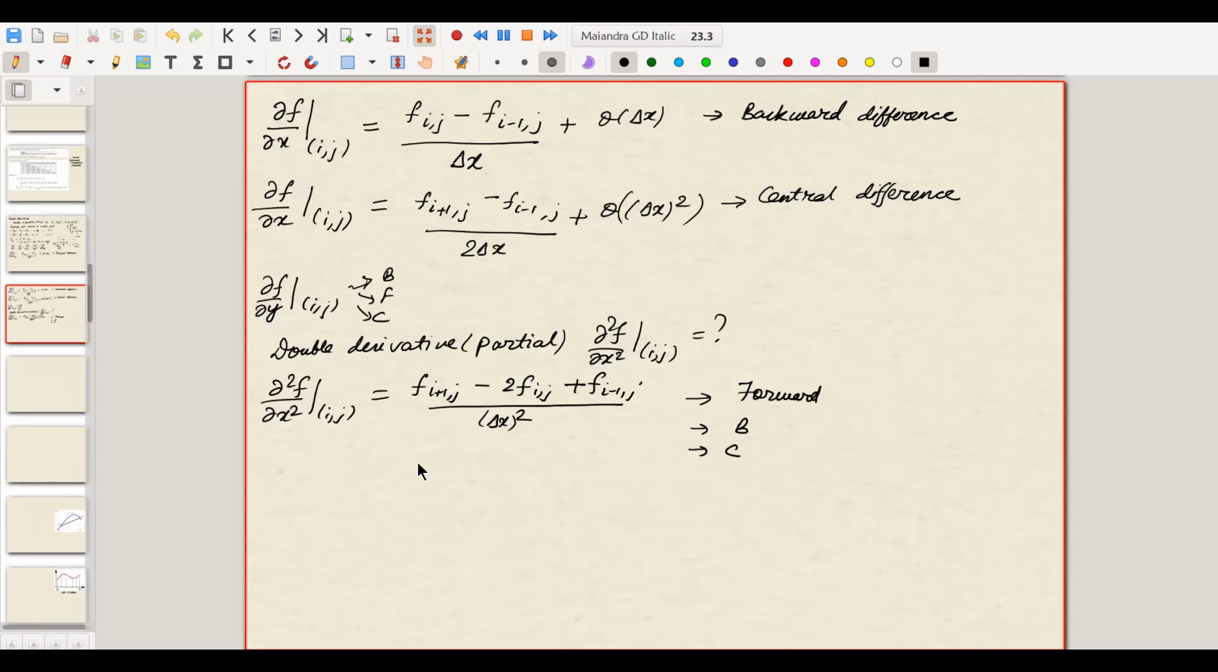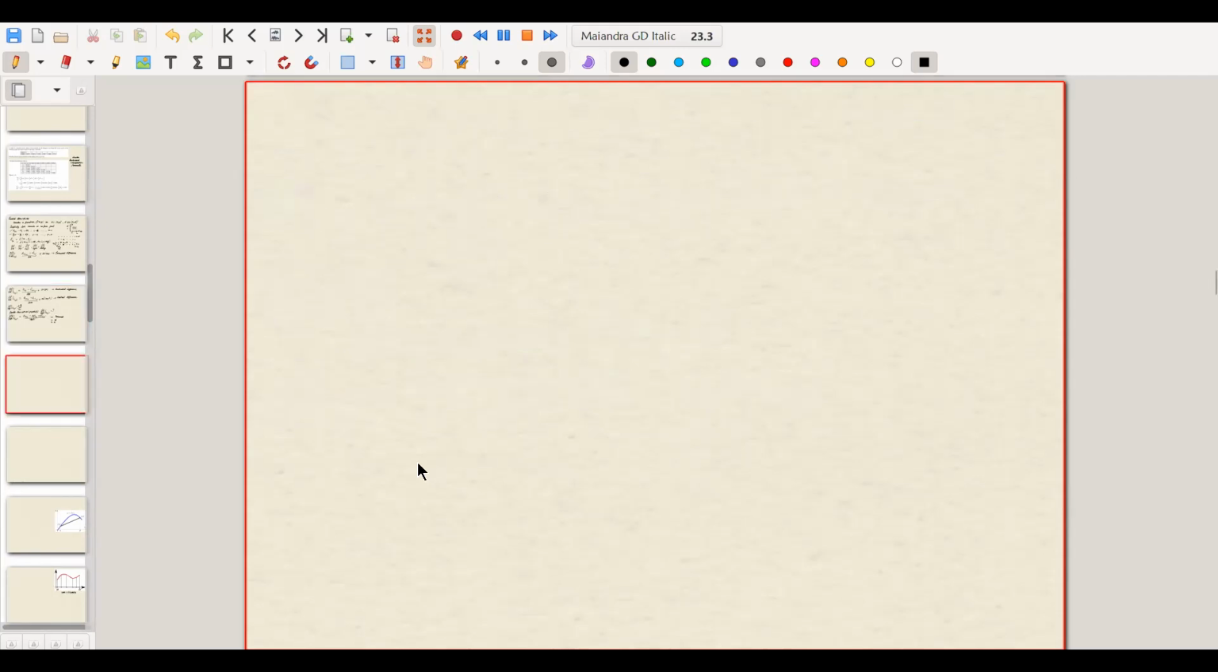Since you knew the forward finite difference formula, backward finite difference formula, and central finite difference formula, now you can extract some knowledge from that and apply it to the two variable case, x and y.